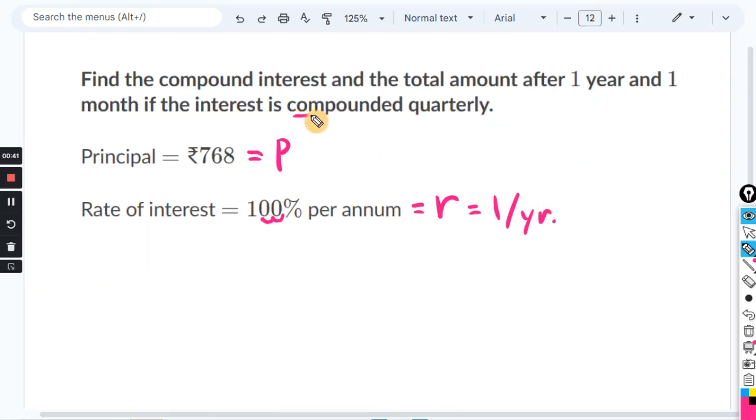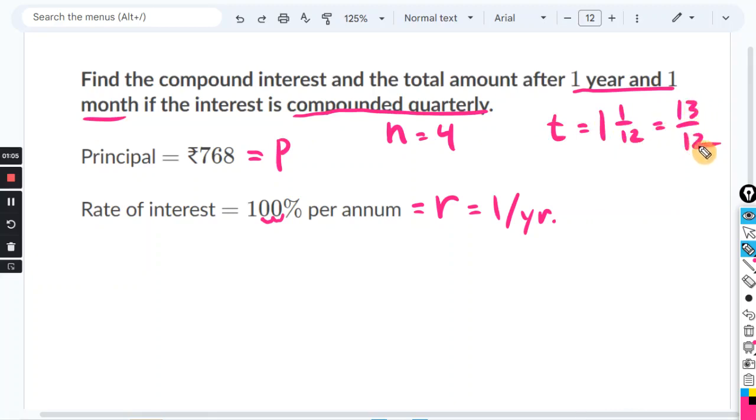And compounded quarterly is 4 times per year. So basically, N equals 4. All right. And 1 year and 1 month is the time. So 1 year and 1 month is 13/12 of a year. So you would think the time would be 13/12. Okay. But this actually does not work. And I'll show you what I did.